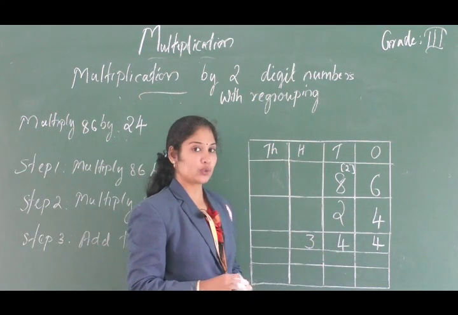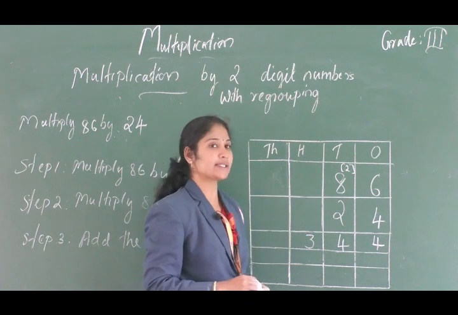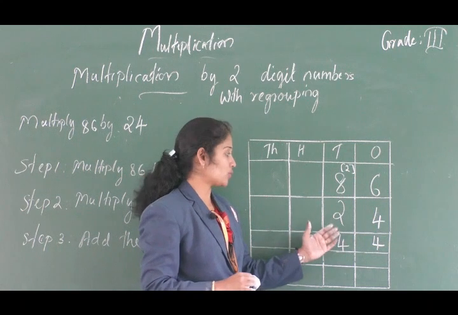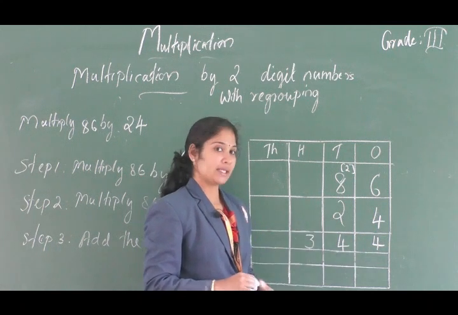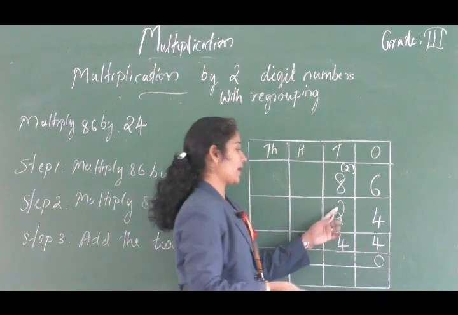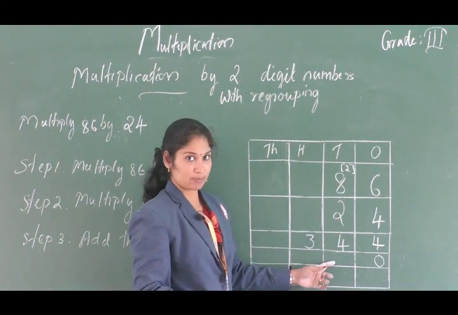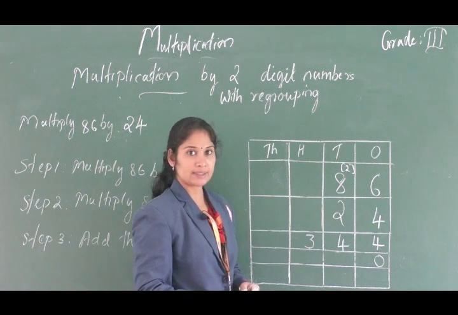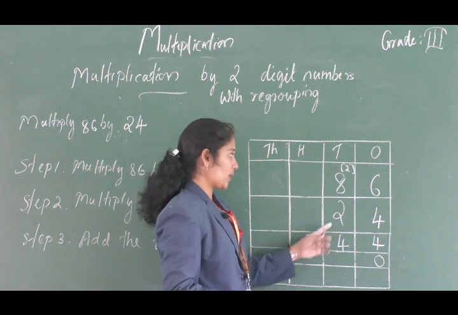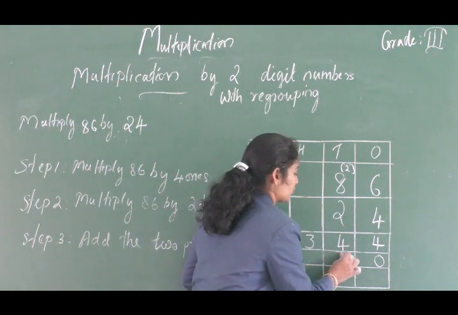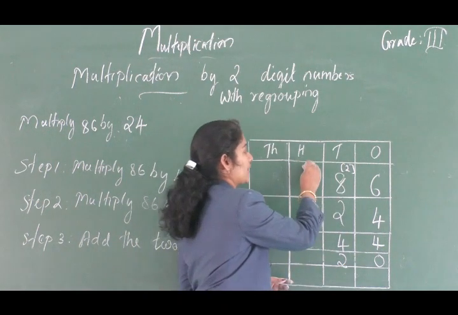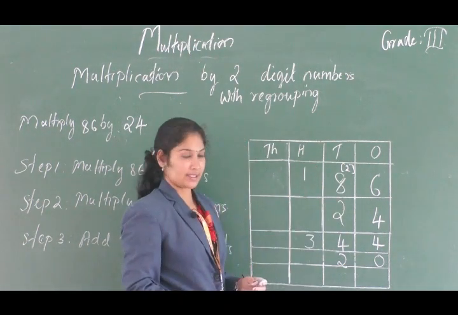Next, what is step 2? We have to multiply 86 into 2 tens. Remember, we have to keep ones place 0. And we have to start from the tens place. So 2 into 6. What is 2 into 6? Yes, 12. We can write 2 at the tens place and 1 will carry over to the hundreds place.